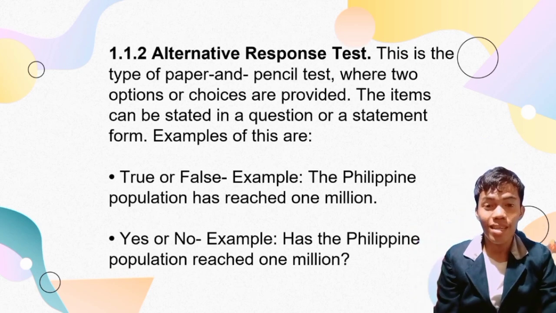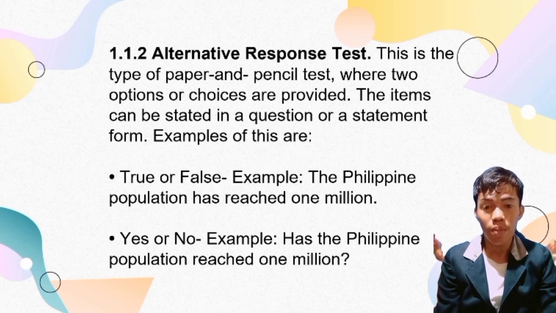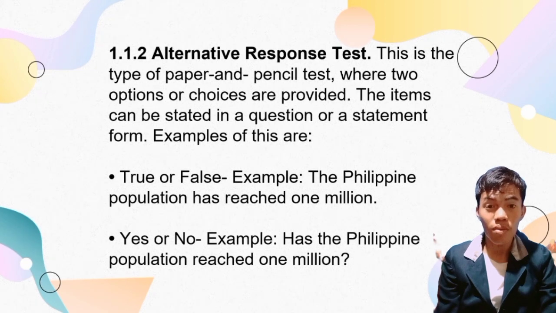Alternative response test. The alternative response test is another type of pencil and paper assessment, where students are provided with two options or choices. These options can be presented in the form of questions or statements, with examples including true or false and yes or no questions. True or false example: the Philippine population has reached 1 million. Yes or no example: has the Philippine population reached 1 million?